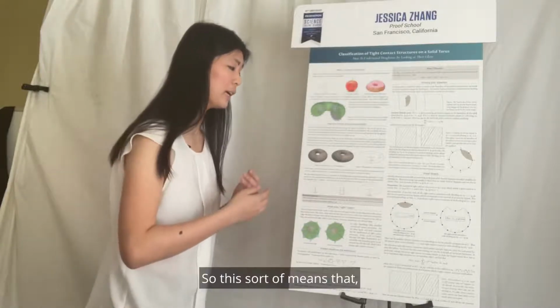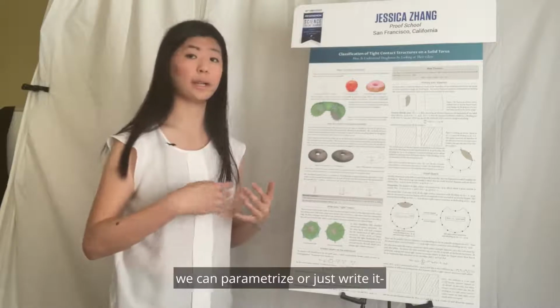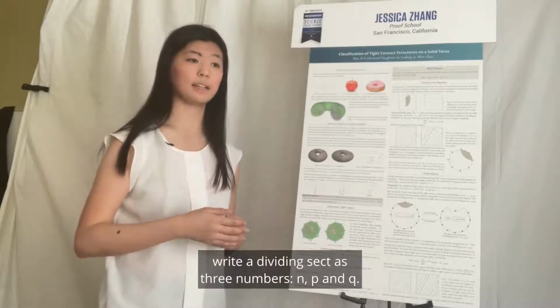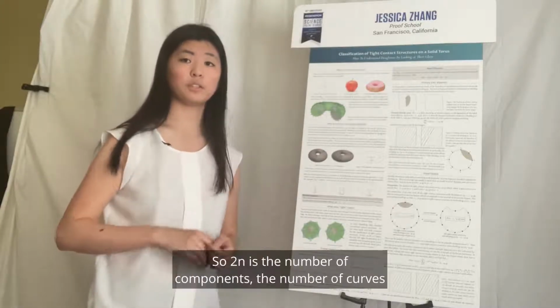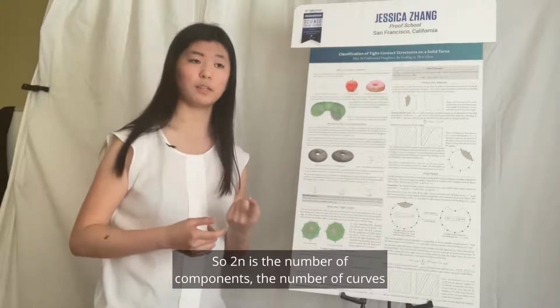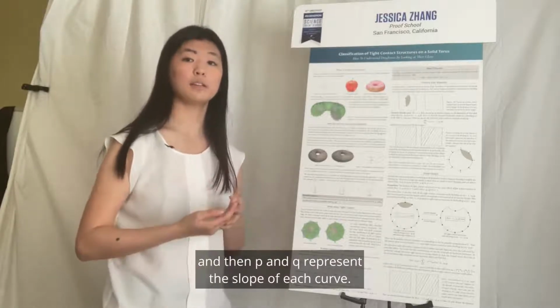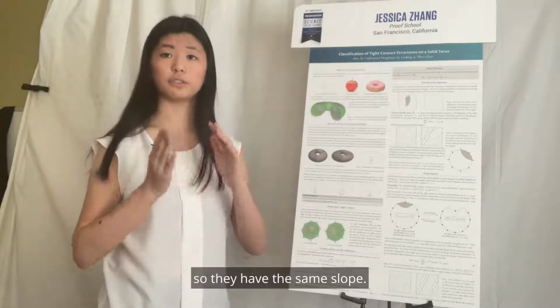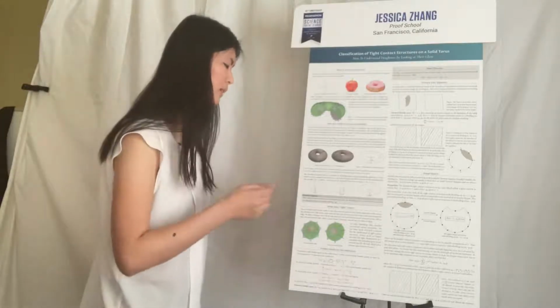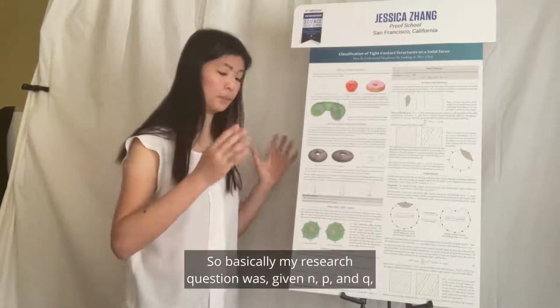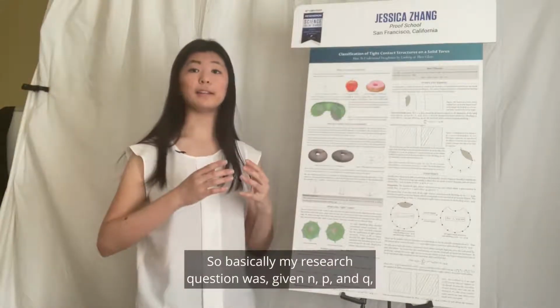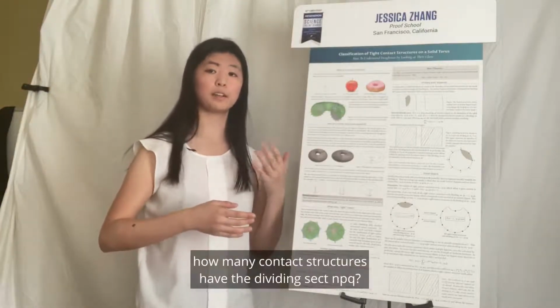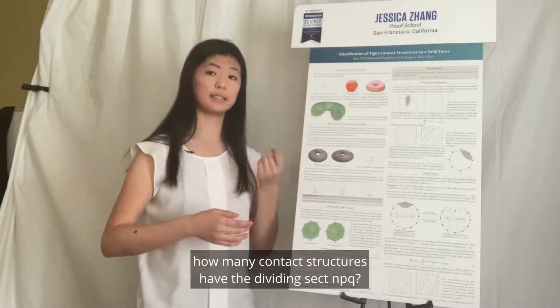So this means that we can parameterize, or just write, a dividing set as three numbers, n, p, and q. So 2n is the number of components, so the number of curves, and then p and q represent the slope of each curve. Because again, these are parallel curves, so they have the same slope. So basically, my research question was, given n, p, and q, how many contact structures have the dividing set n, p, q?